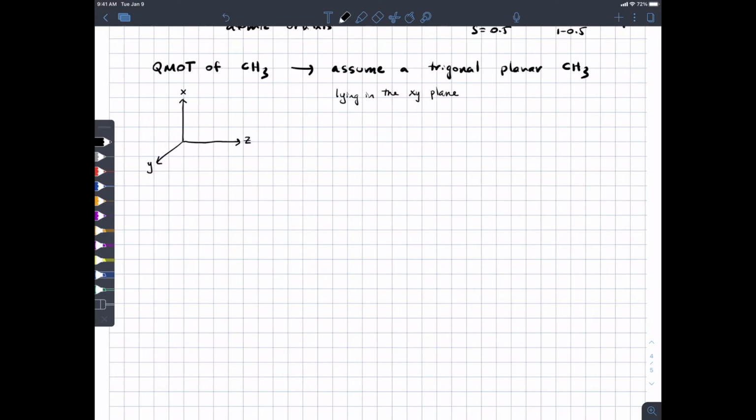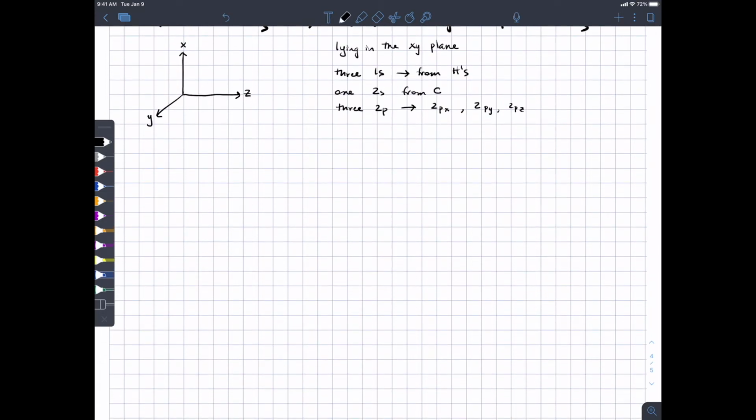We're going to have as our alphabet of atomic orbitals three 1s orbitals from each of our hydrogens. We're going to have one 2s orbital from carbon, and then we're going to have three 2p orbitals. They're each aligned along one of these axes, 2px, 2py, 2pz. That's why we've chosen this coordinate system, so that you can see where each of the p orbitals will be. So now we get to make up combinations of these things, and our rules are only that they have to obey the symmetry properties. So let's think of some.